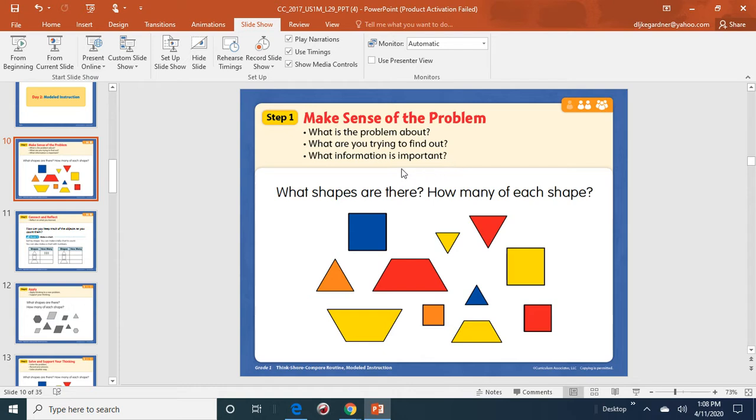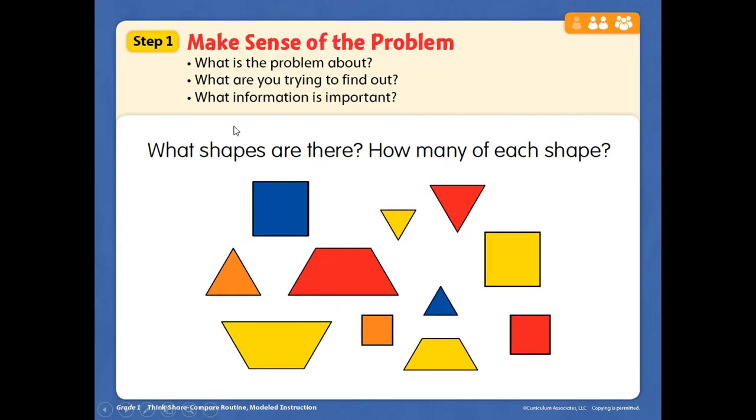So let's read the problem. What shapes are there and how many of each shape? Is the problem about the colors? No. Is the problem about the sizes? No. So what information was important? It is important to know what shapes are there. There are squares, there are triangles, and there are trapezoids. That's important to know. How many of each shape?